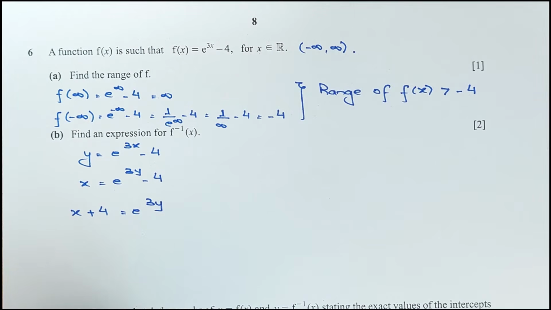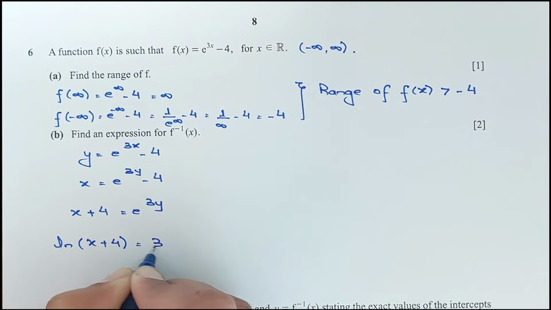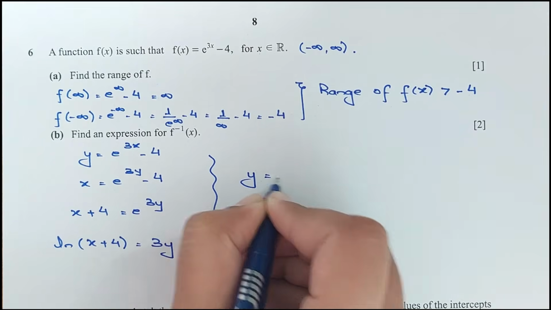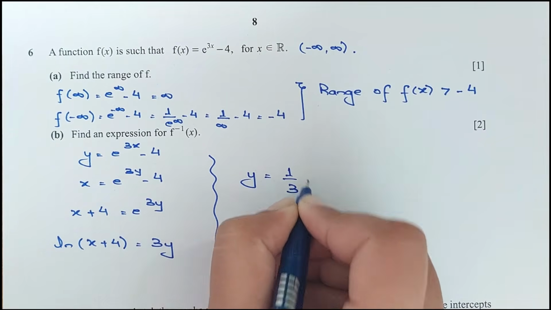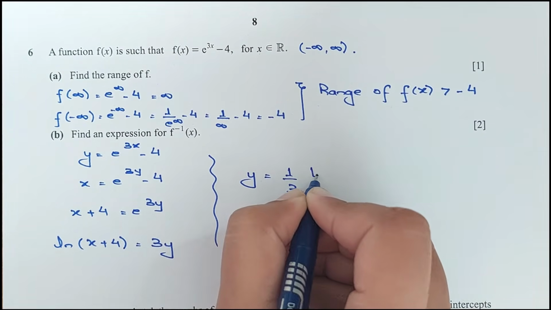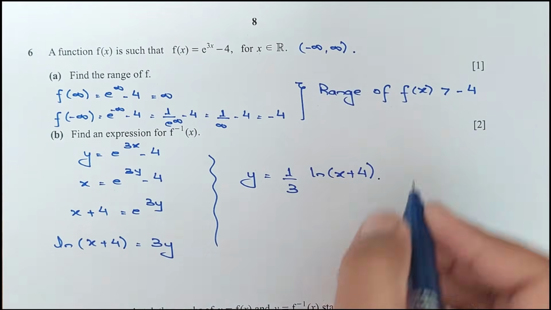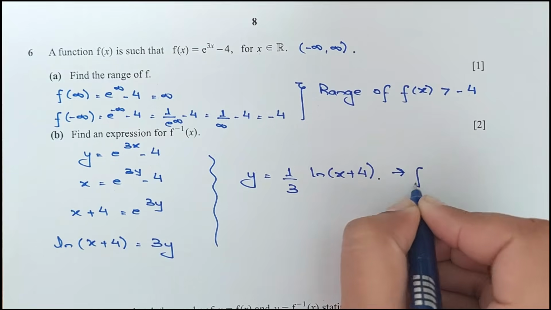Right, now for this let me take ln on both sides. ln of x plus 4 is equals to 3y, and from here y is equals to 1 over 3 ln of x plus 4. Right, and this is my f inverse of x.